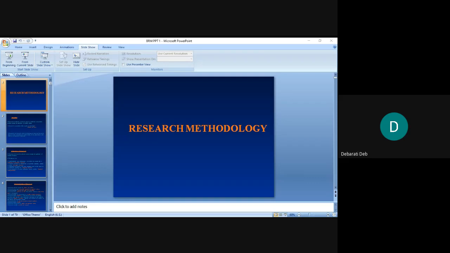So what is the meaning of research? According to Redman and Mory, this definition you can see on your screen: it is an endeavor to discover answers to intellectual and practical problems through the application of scientific methods. So it is an endeavor. Endeavor means it is a prolonged process, right? Whenever you are using the term endeavor, it represents a prolonged process to discover answers to some problems which are intellectual and which are practical.